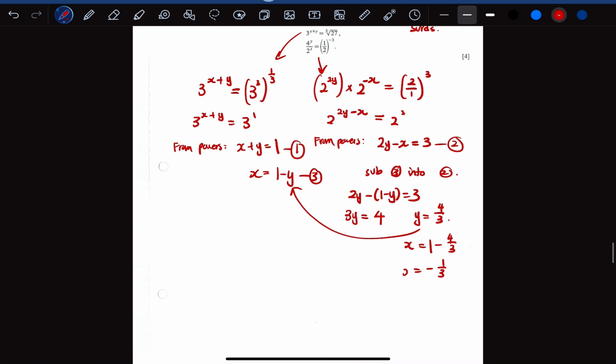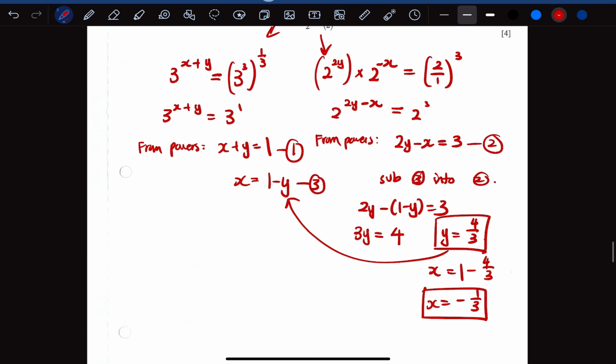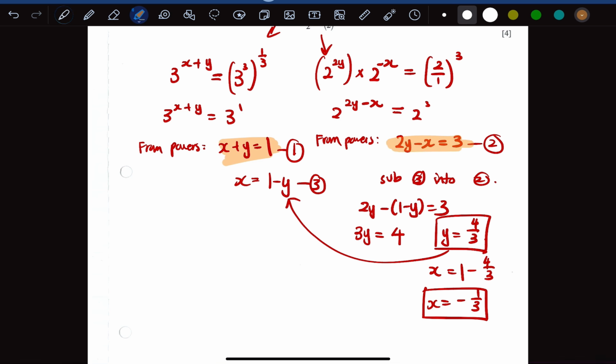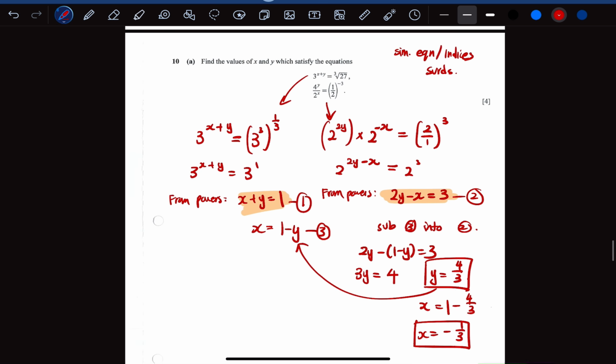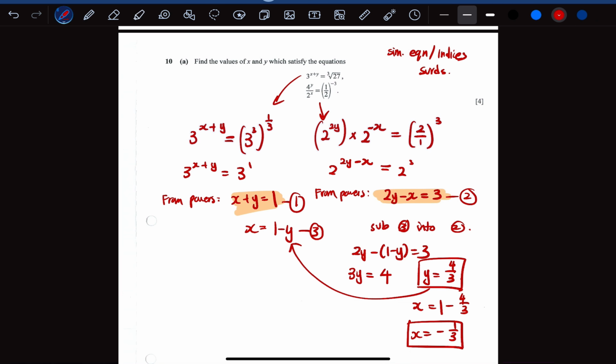Okay, so for this last part, you can use your calculator just to double check your answer. What to press in your calculator? Well, this equation and this equation. As long as you can do the indices for the first part, you can just solve the simultaneous equations afterwards. Okay, so that is how you do 10 part A.